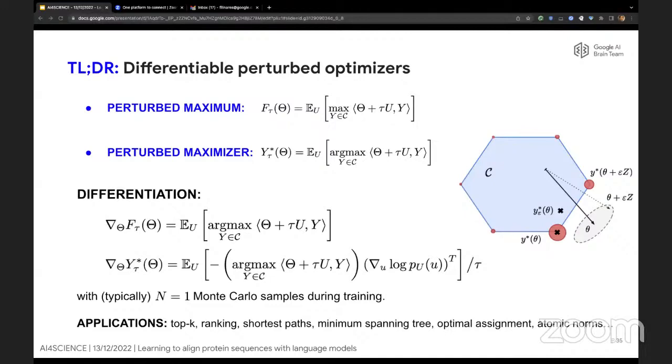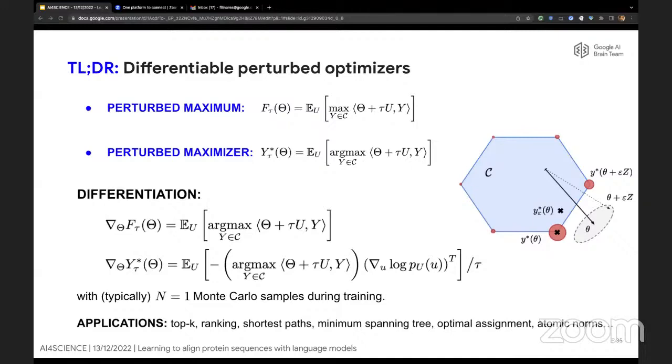And now we define the perturbed maximum as the expectation over this noise. And we can do the same for the maximizer. So we perturb the linear program, we look at what was the maximizer of this linear program, and we take the expectation over the noise. And this is actually very helpful because first, the perturbed maximum is going to be smoother than before. So it's going to be smooth in a mathematical sense, which it wasn't before. And the perturbed maximizer is now actually differentiable and the gradient doesn't vanish. So it's very helpful.